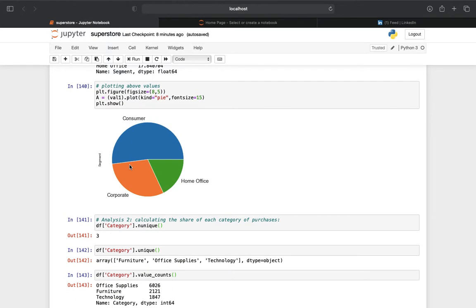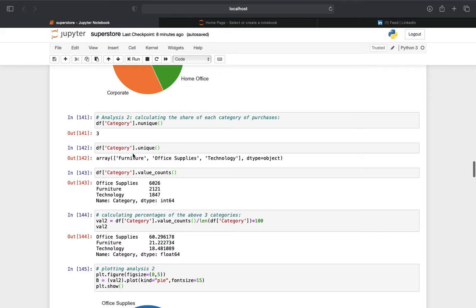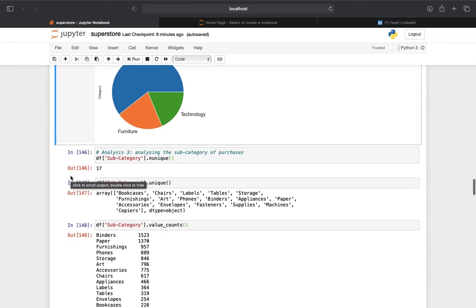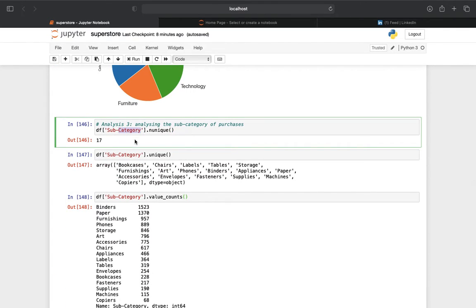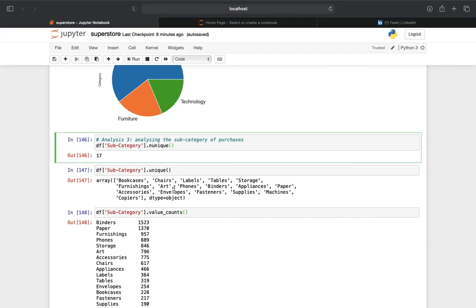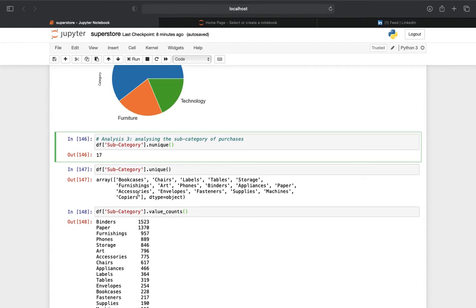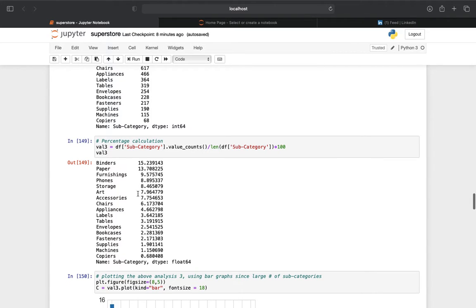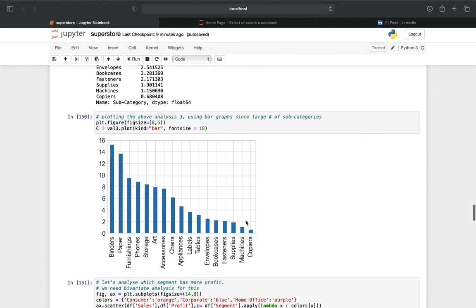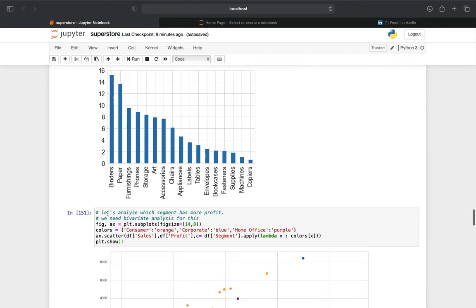Moving on to the second one, which is the category of products, we find that there's furniture, office supplies, and technology, out of which office supplies seems to be giving the highest profit or sales to the company. The third one is the subcategory, which is, within office supplies, furniture and technology, what kind of objects does this company sell? Since there are 17 subcategories, I used a bar chart instead of a pie chart because it's easier to visualize, and binders seem to be giving a lot of profit to the company as well.